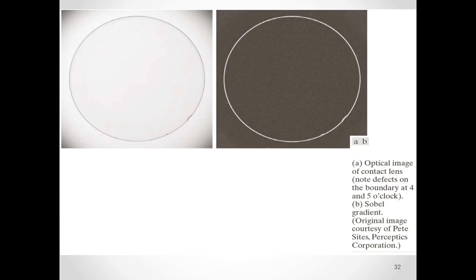The second order derivative has a strong response to fine details such as thin lines and isolated points in an image. The first order derivative generally has a stronger response to gray level step. The second order derivative produces a double response at the step change in the gray level. So if you see here, the step change is happening here. So it will produce a double response.